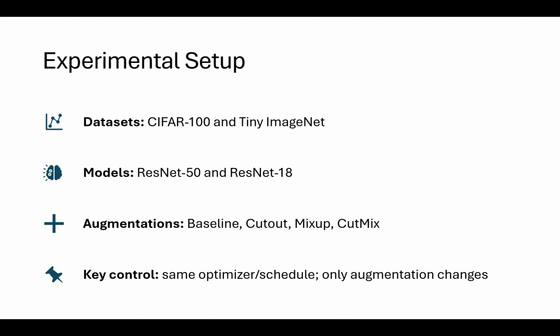So to test that, we use two datasets, CIFAR-100 and Tiny ImageNet. And we test across two different models, with ResNet-50 being our larger model and ResNet-18 our smaller model. We test all 4 augmentations, and within each experiment, we keep the same optimizer and training schedule, so only the augmentation is changing for a fair comparison.